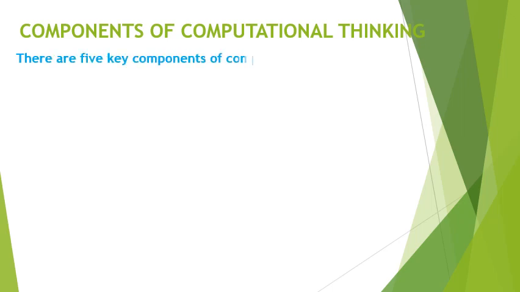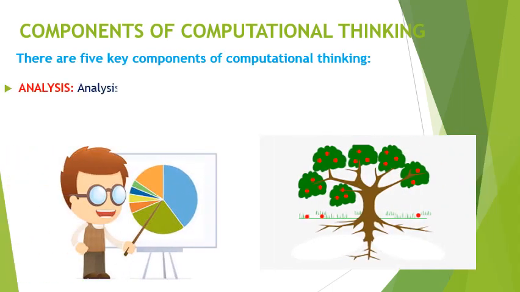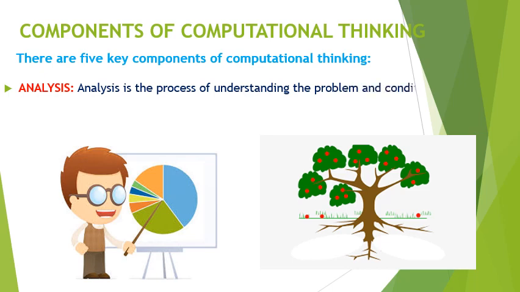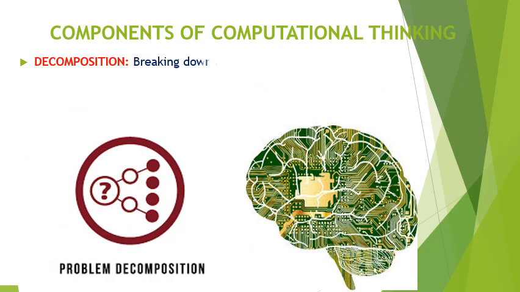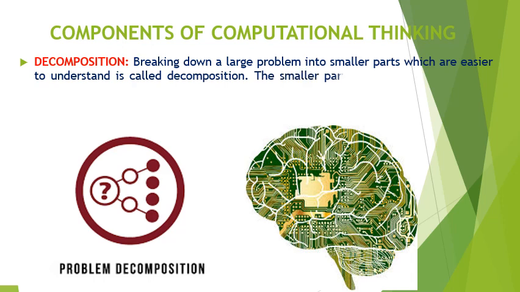Components of computational thinking. Children, there are 5 key components of computational thinking. First component is analysis. It is the process of understanding the problem and conditions and defining the goals. Second component is decomposition. Breaking down a large problem into smaller parts which are easier to understand is called decomposition. The smaller parts can be examined closely and solved individually.